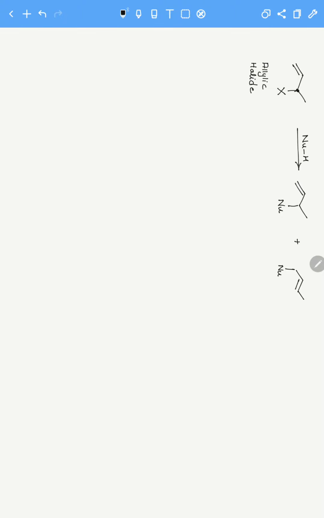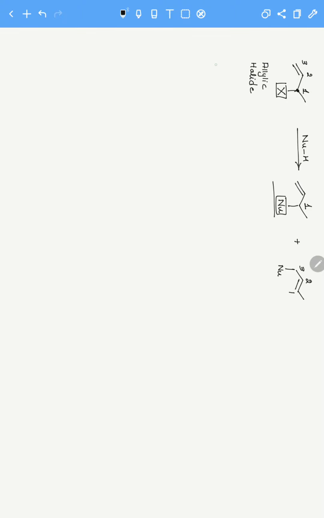Now you can draw these two products by just numbering your allylic carbon to be number 1, and then your double bonded carbons should be 2 and 3. In the first product, just put the nucleophile at position 1. So replace X by the nucleophile. In the second product, move your double bond so that it becomes between 1 and 2, and then the nucleophile will add to position 3.